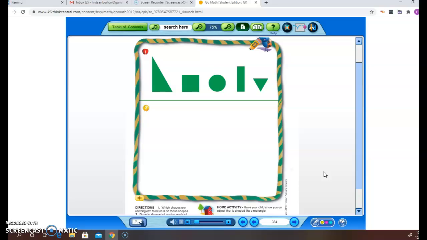And we'll talk more about rectangles tomorrow and their properties and the sides and the vertices. Okay, so I'll see you then.